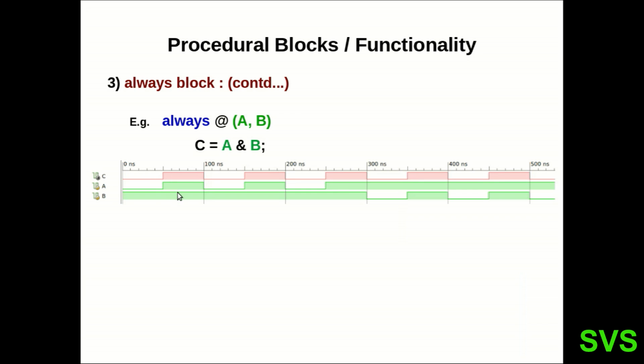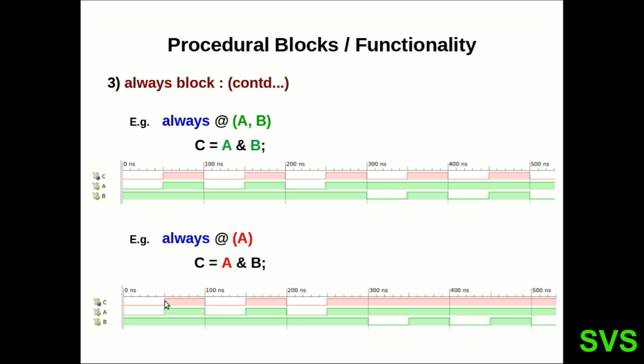So in the example, the red color is the output, and A and B are the inputs. So to check the functionality, the initial changes in A are reflected in C, and similarly, the concluding changes in B are also reflected in C. But in the definition with only one sensitivity as A, we can see the clear difference. So changes in B are not brought about. The value of B is always taken as 1 because that was the value at the transition of the A variable here.